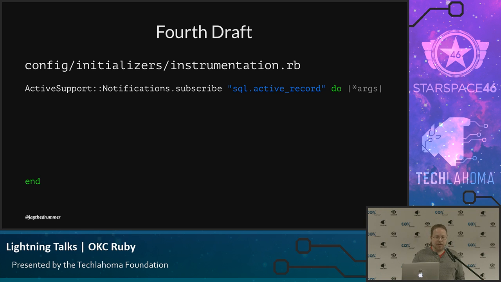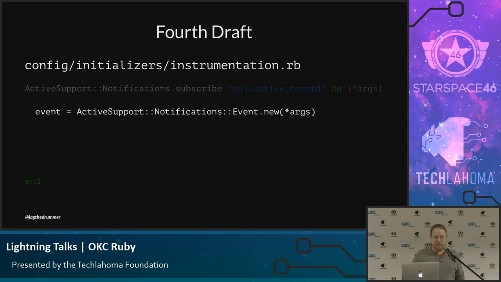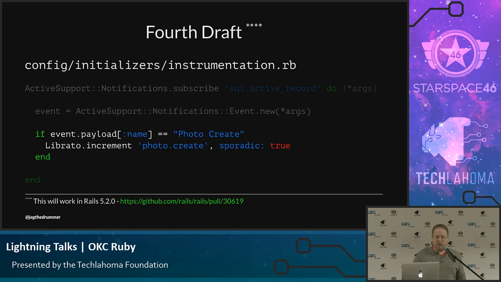ActiveSupport Notifications offers a convenience object called Event that you just pass the arguments, and it's going to give you a nice event that will tell you things like, when did this call begin? When did it end? What was the elapsed wall time for it? What kind of arguments, what was the context of this call? Things like that. So to continue with our example, you might do something like this.